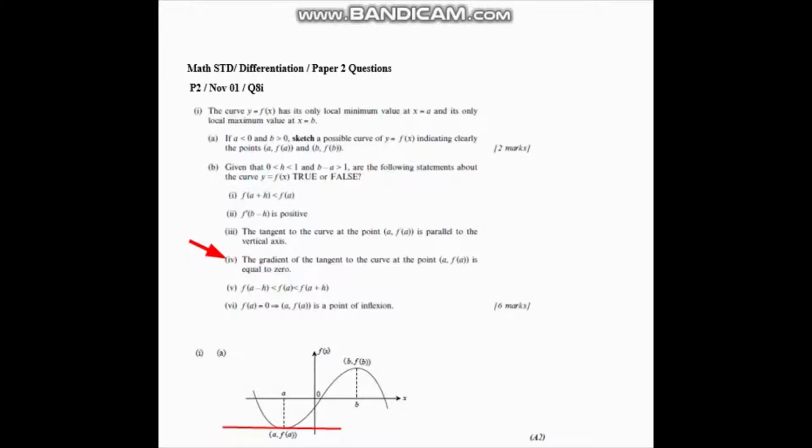So IV is true. Statement V says f of a minus h is less than f of a, which is less than f of a plus h. So where is f of a minus h and where is f of a plus h? Since h is the same, if f of a minus h is somewhere here, f of a plus h will be somewhere there. And you can notice, due to the symmetry of the curve, that they shall always be equal. Hence, V is false because they are not less than, they are equal. f of a minus h is equal to f of a plus h.